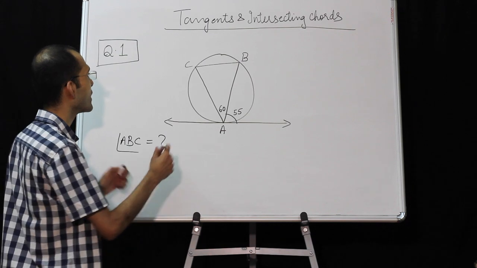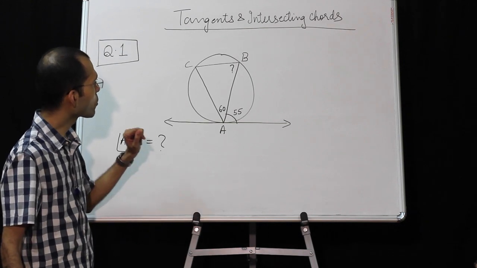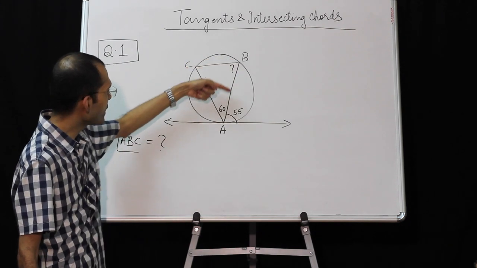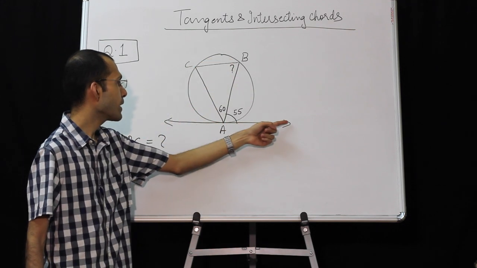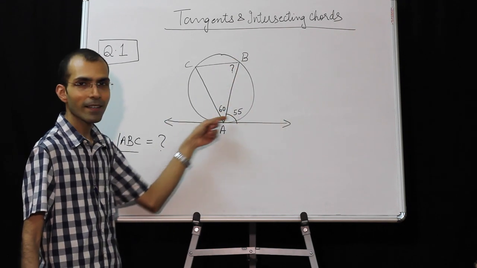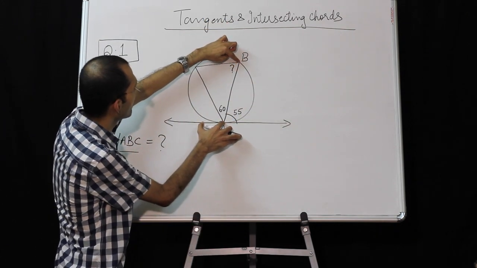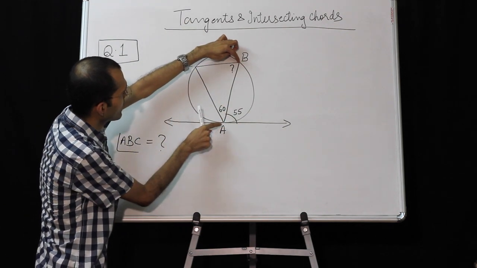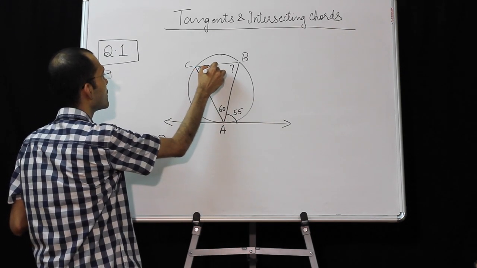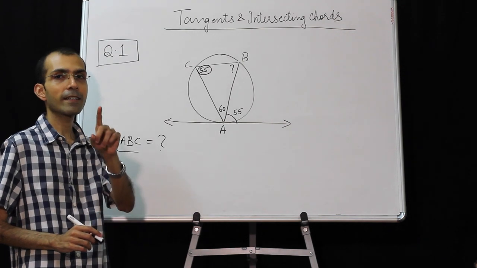Our target is angle ABC. How do we go about it? Since there is a tangent, some property of the tangent naturally will be involved. Observe that BA is a chord and this is a tangent. So this is the angle formed between the chord and the tangent. So this side is now used up. This chord will form an angle somewhere on the circumference on the other side. So won't this angle be equal to 55? What is the reason? Alternate segment theorem.